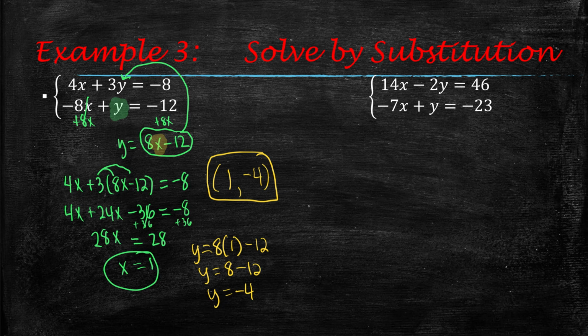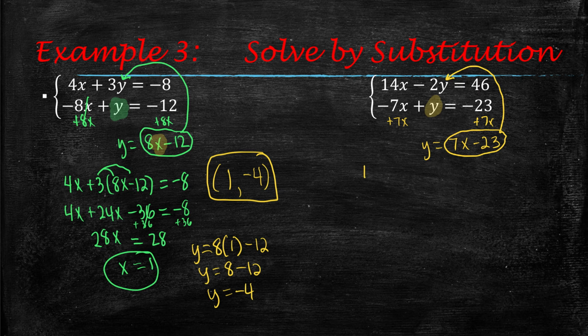So in order to do this one, the variable that would be easy to solve for is this y, okay? But again, you can solve for any variable. It's just, I usually tend to look for one that has a coefficient of 1. And so all I would have to do here is add 7x to the other side. And so then you'd have y equals 7x minus 23. And now we're going to take the 7x minus 23 and we're going to plug it in up here for y.